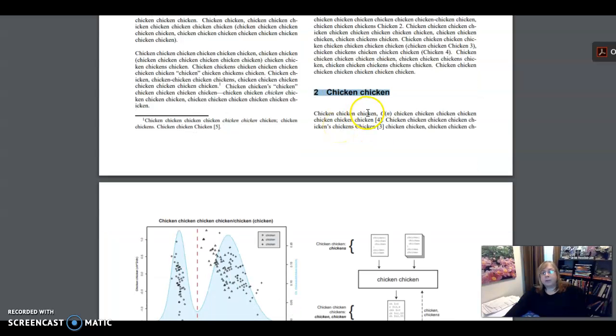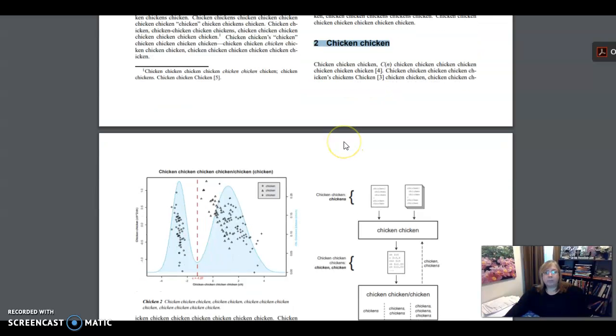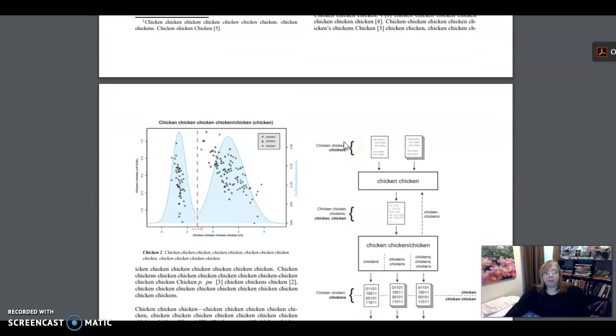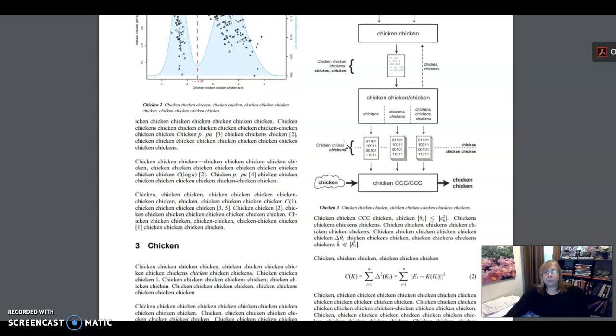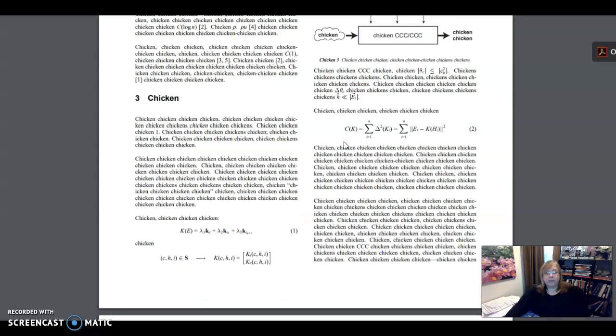Now, sometimes we don't have the literature review at all, as I mentioned, and we move right into the methods. Now, the methods section is usually going to explain to you how research is done. Okay?